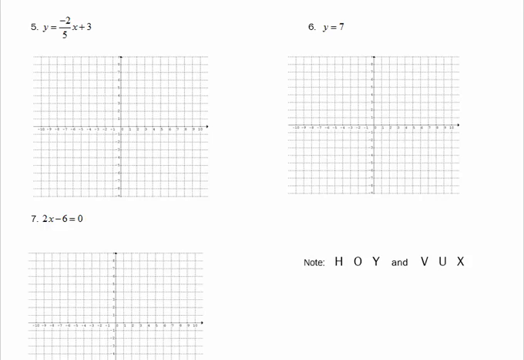So now let's look at number 5. Y equaling -2/5 x plus 3. Looking at that, we see that we are in the form of y equals mx plus b. So b is the y-intercept, so the y-intercept has to be 0, 3. So put a dot at 0, 3.